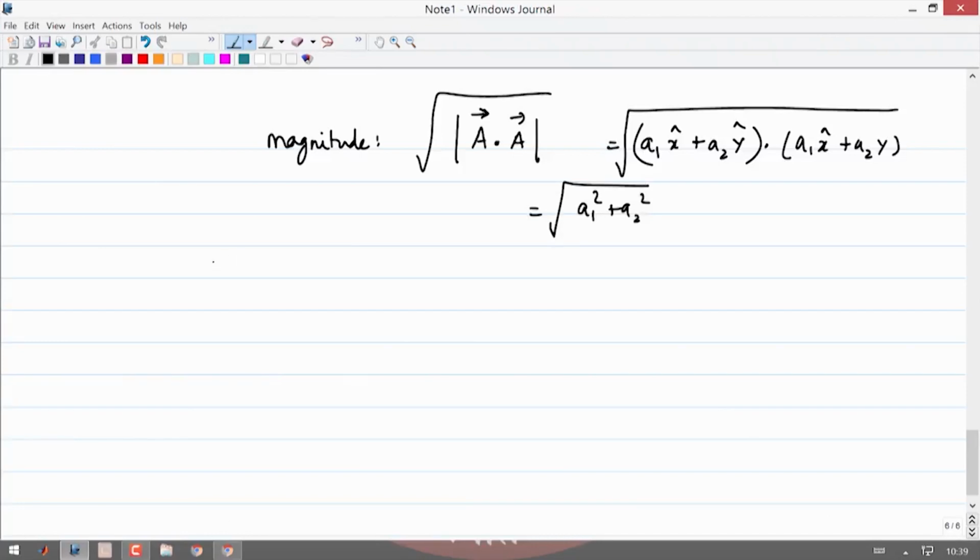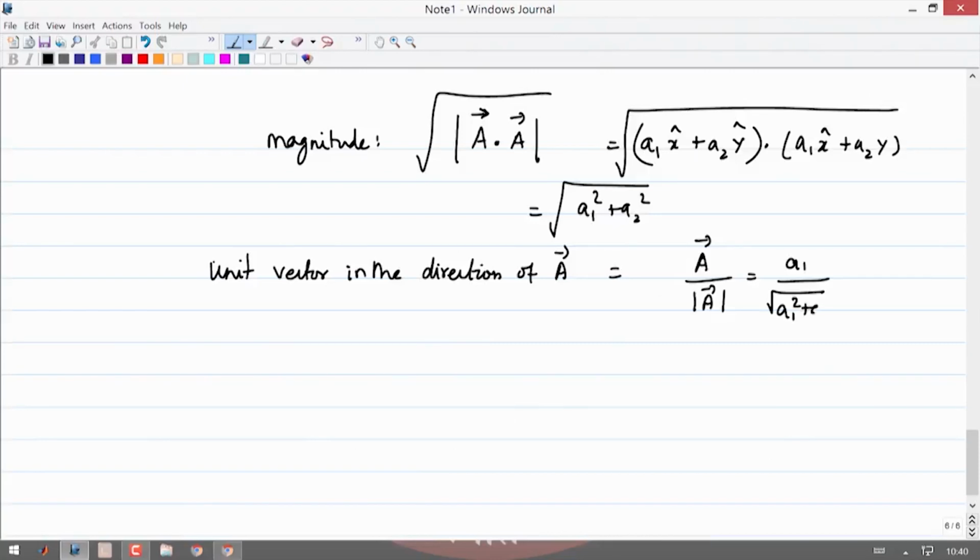Okay. Therefore, a unit vector in the direction of A is A divided by the magnitude of A. And so what you will have is A1 divided by the square root of A1 square plus A2 square on x, plus A2 divided by the square root of A1 square plus A2 square on y. So, this is what is called the unit vector in the direction of A. Unit vector in the direction of x is of course x hat and likewise y hat. Now, all of this is very familiar to you.